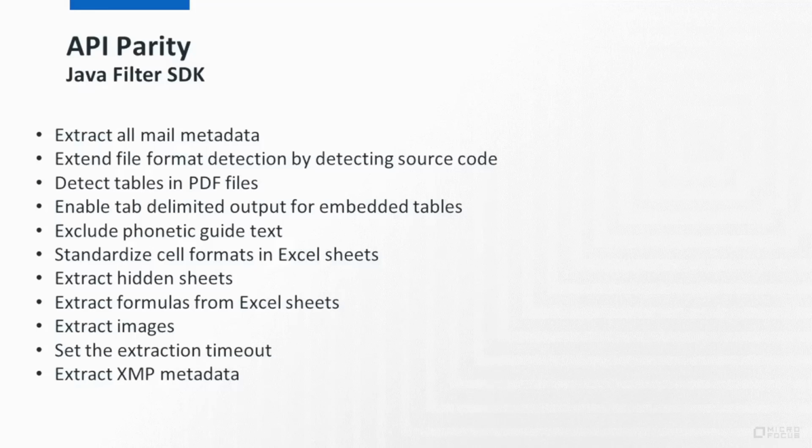There were a number of options available in the Filter C SDK that weren't available in the Java SDK, and so we've added the options you can see on the screen. This means that if you want to use the Java API for filter, you'll have access to everything the C SDK can do.